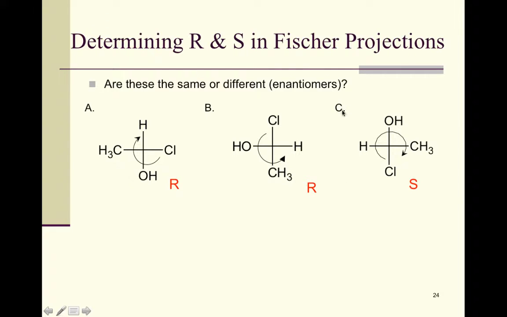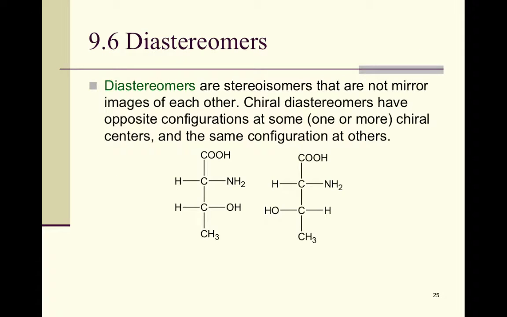And then C is an S, because again, the H is on the horizontal, so it's the opposite of what you see. So that means A and B are the same as each other because they're R. Now S would be the enantiomer of A and B. A and B are the same. C is an enantiomer.